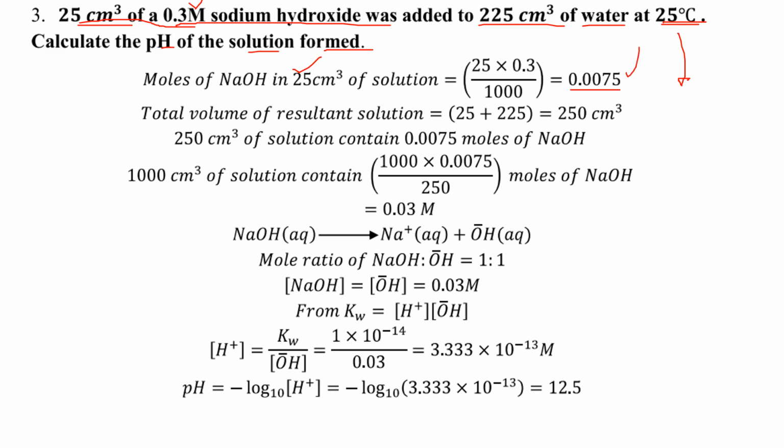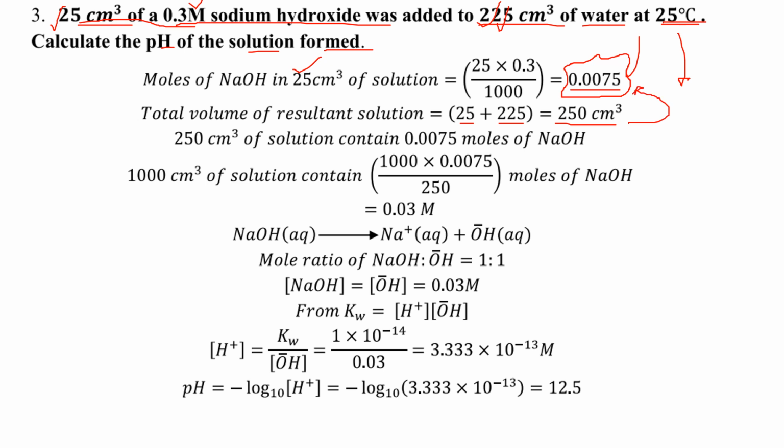Now these moles here were added to water. Here you are seeing that we are getting a given volume of sodium hydroxide and adding it to another volume of water. So you have to get the total volume to determine the total volume in which these moles are contained. It's going to be 25 plus the 225 centimeters cubed of water to give us a total volume of 250. That means that 250 contain these moles.